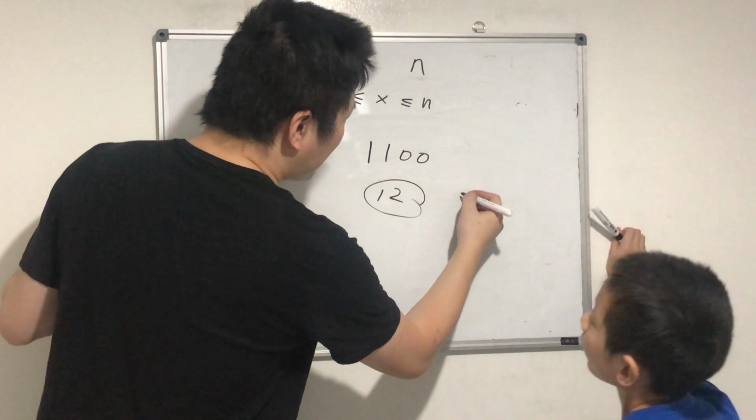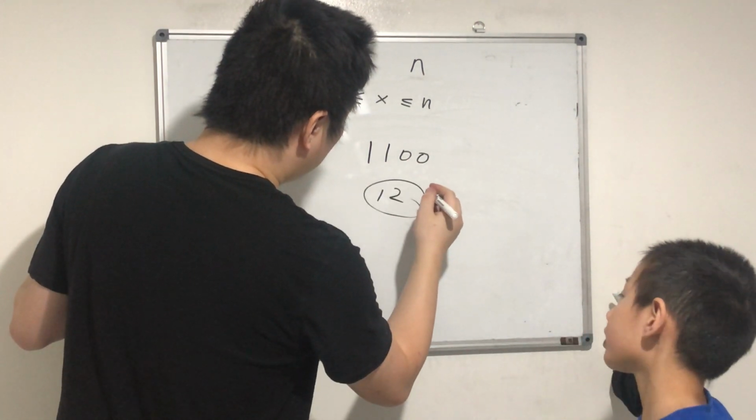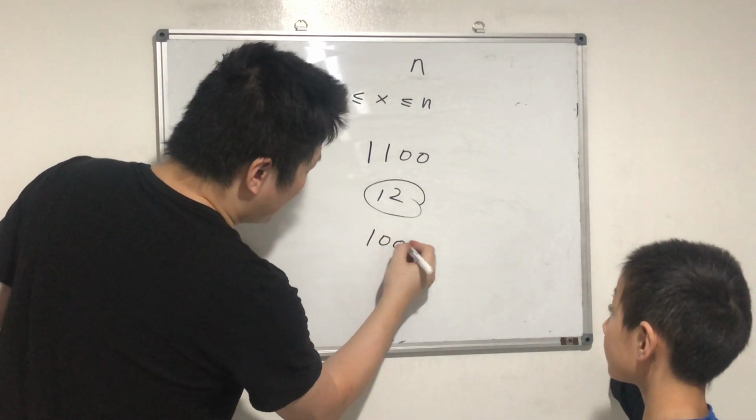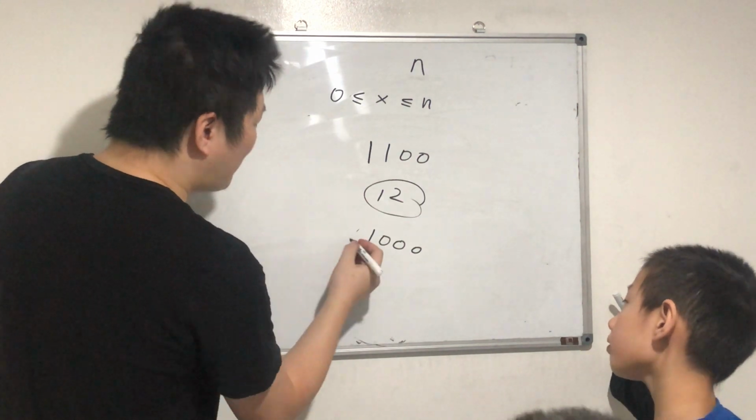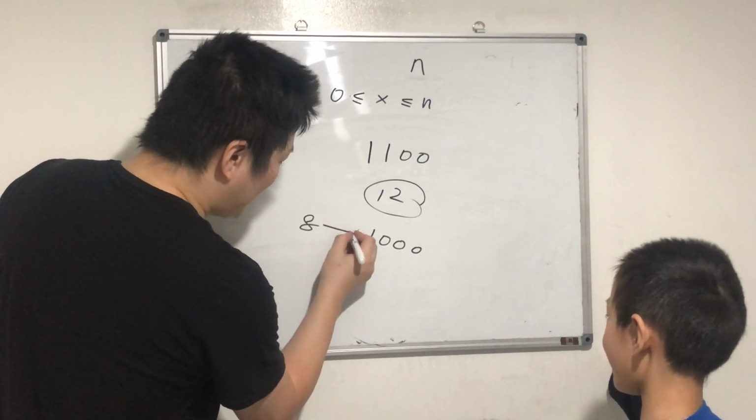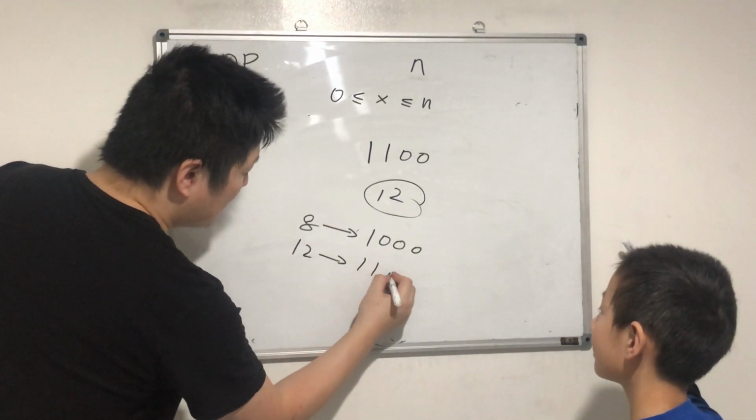And what's this in binary? 8, yeah? Yeah, binary, that's 8. Okay, so 8 plus 1 equals 9. Okay, and 12 plus 1 equals 13.